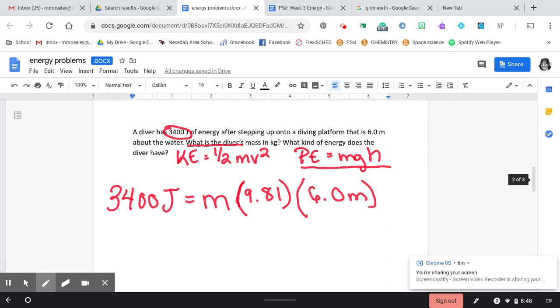And then this turns into an algebraic problem where I have to solve for m. I want to get m on the right side by itself. So since these three things are multiplying together, I'm going to have to do the opposite of multiplication, which is division. So I'm going to divide both sides by 9.81.